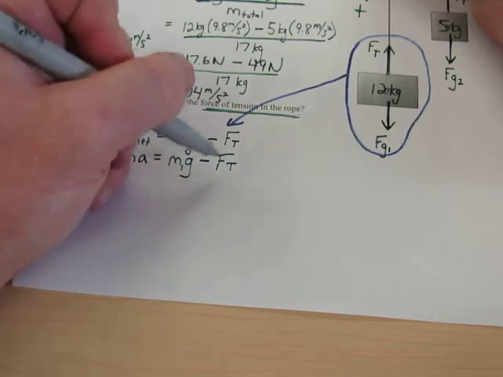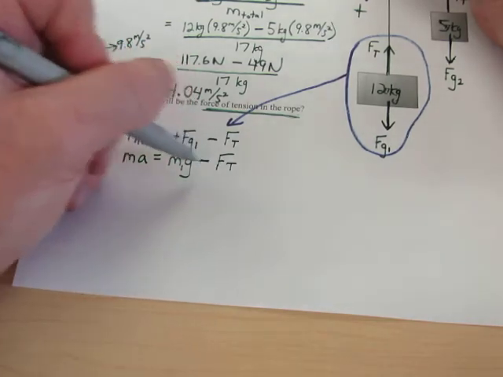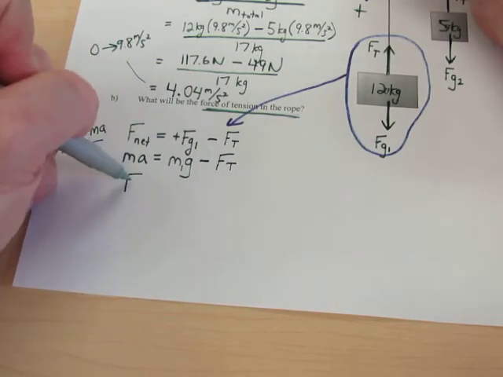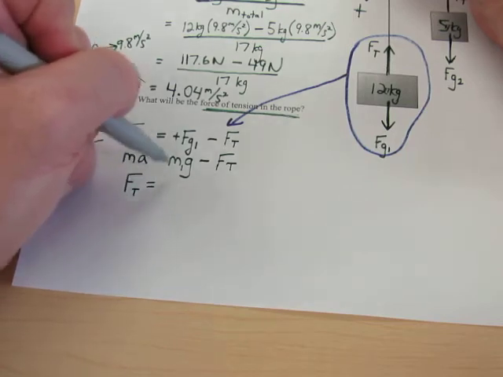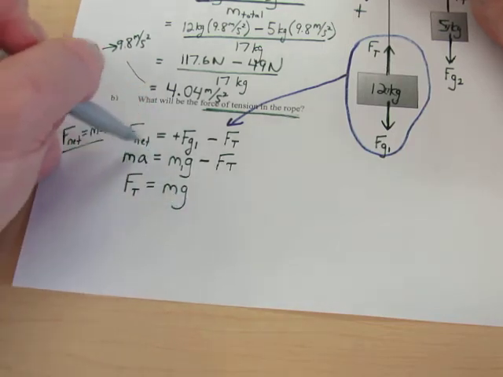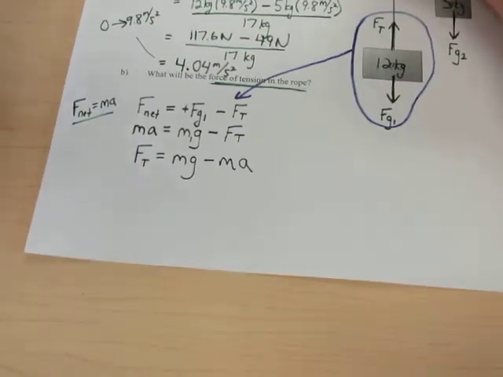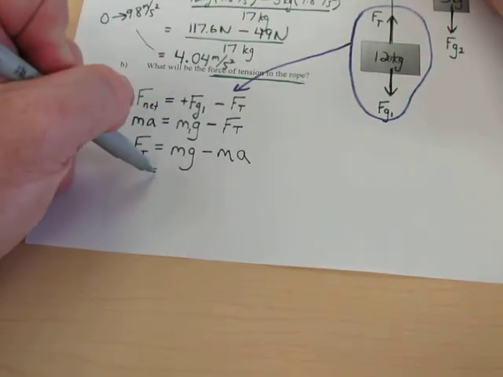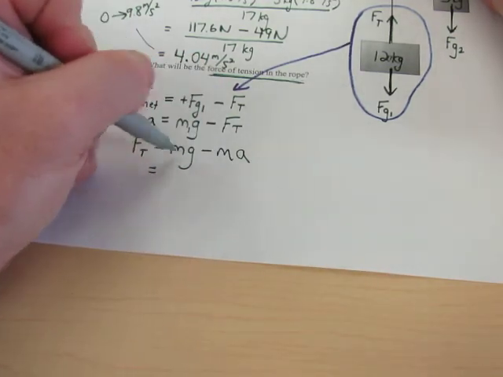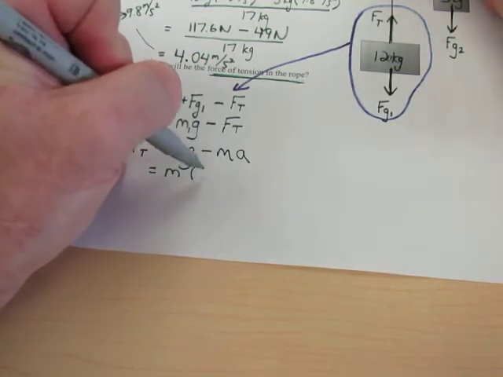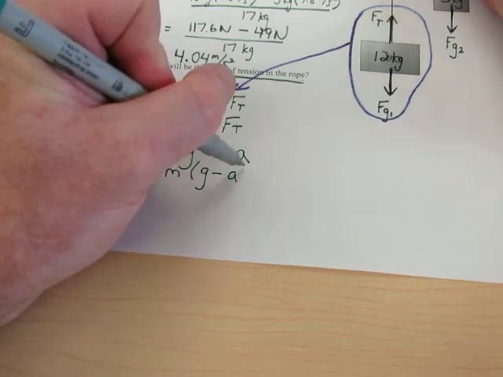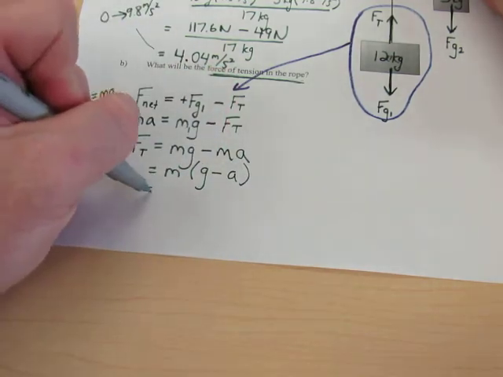I'm going to rearrange this because we're solving for force of tension. So with one quick jump over the equal sign here, force of tension will be mg minus ma. And it's the same mass. So you can either sub it in twice, or in this case, since it's a common multiple, I'm going to shorten things a little bit more before I sub in and take it out of the bracket, so I only have to write it once.